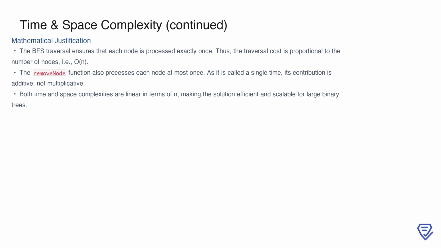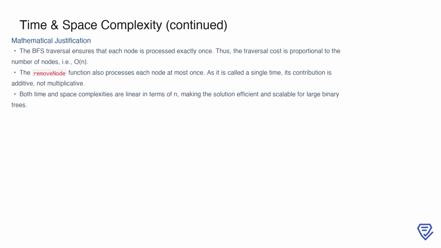To solidify our understanding, let's consider the mathematical justification behind these complexities. The BFS traversal ensures that each node is processed exactly once, resulting in a traversal cost that scales linearly with the number of nodes, or n. Similarly, the remove node function processes nodes only once during its operation. Since this function is called only once in the algorithm, its cost adds to the total rather than multiplying it. This additive nature ensures that both time and space complexities remain linear in terms of n. By processing nodes efficiently and avoiding redundant operations, the solution achieves a level of scalability that makes it well-suited for large binary trees.